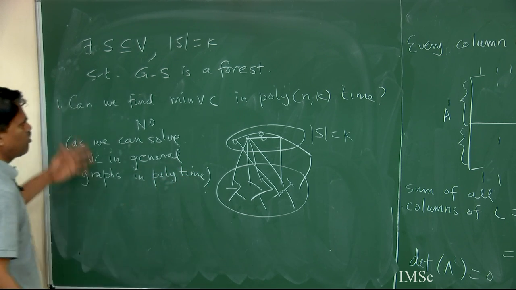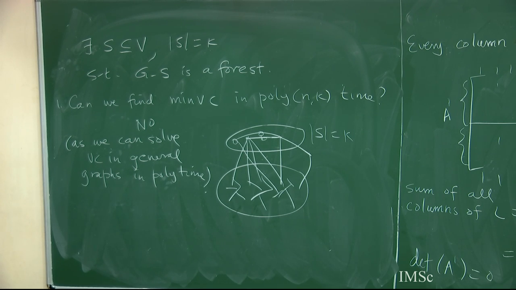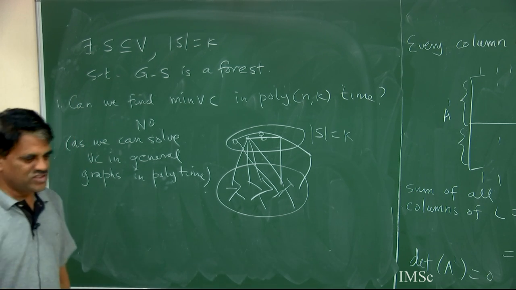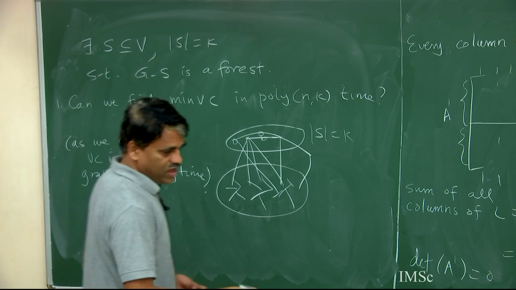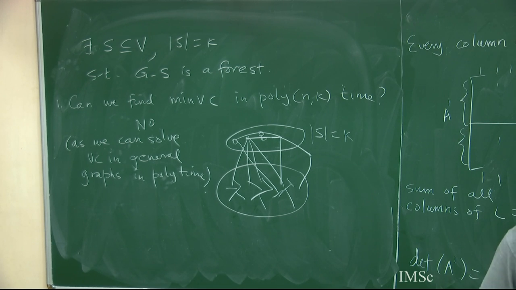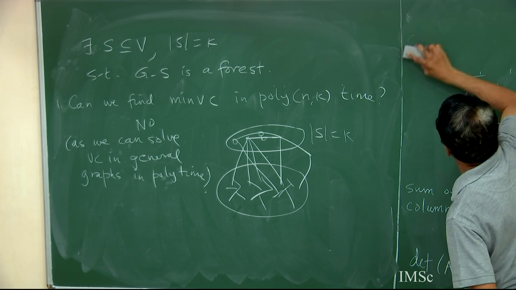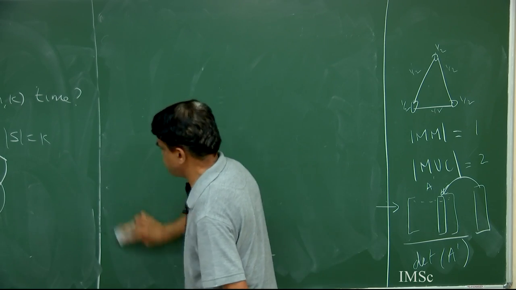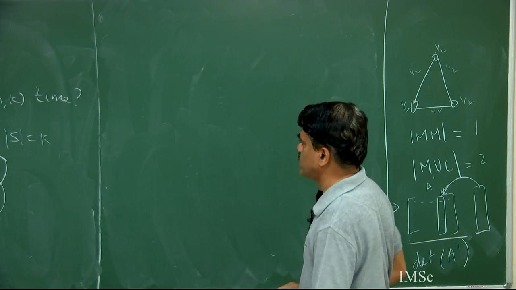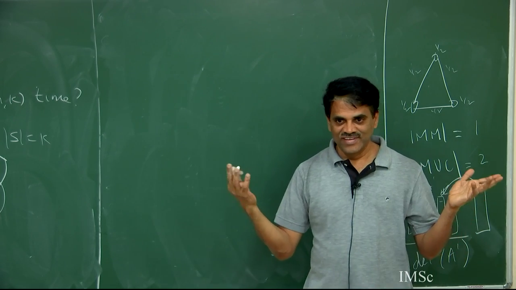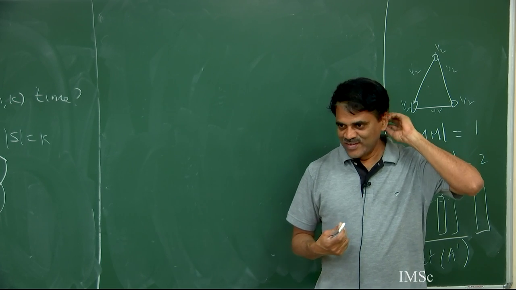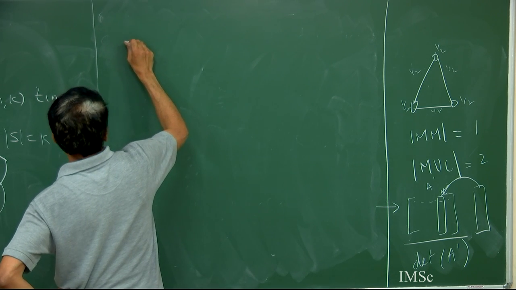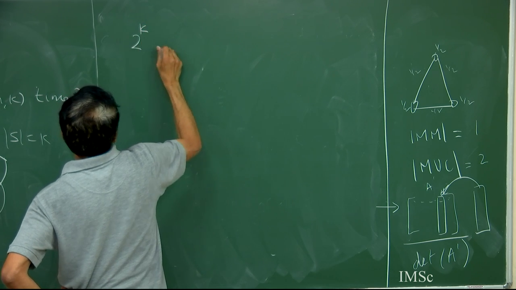Okay, so now let's see how fast we can solve this problem. It's an NP-complete problem, and I want to find a minimum vertex cover. So some exponential dependence is required on n or k or something. I'll give you an algorithm which is 2^k times n.